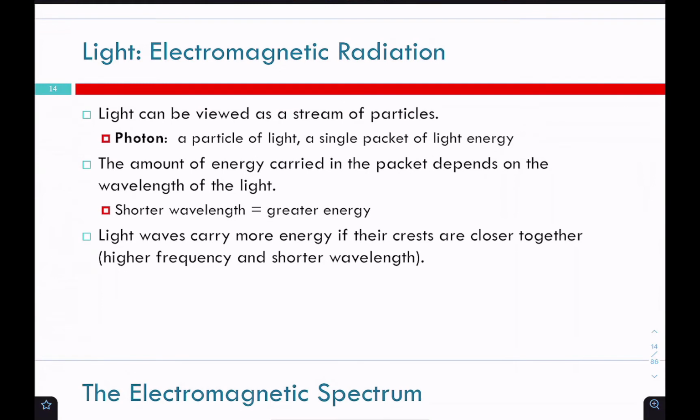So we mentioned that light has properties of both particles and of waves. A light particle or packet is called a photon. So it's a single energy packet of light. And then the amount of energy that's carried in one of these photons is determined by the wavelength of the light. Shorter wavelengths equal greater energy.